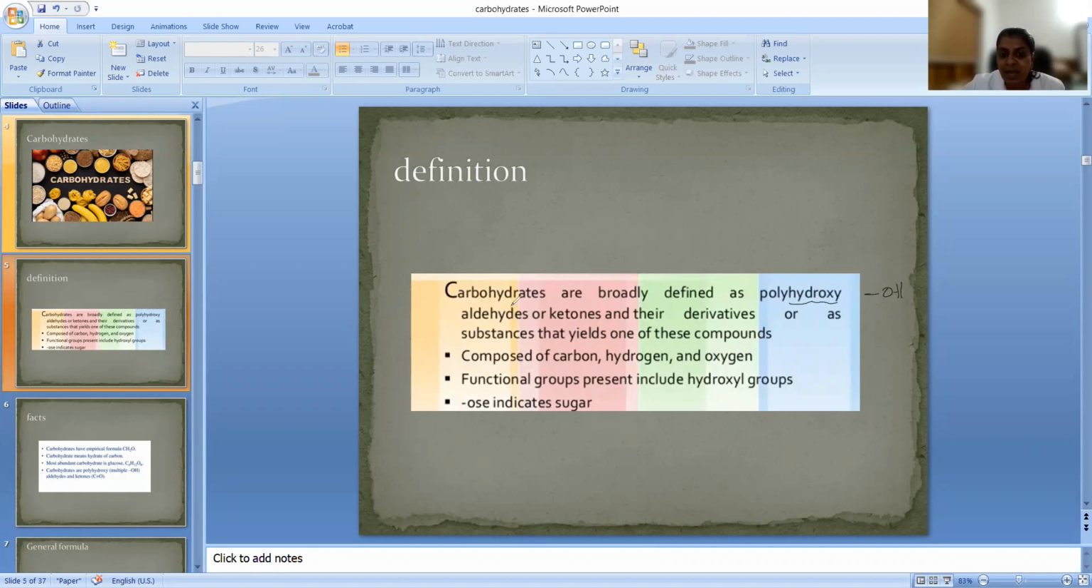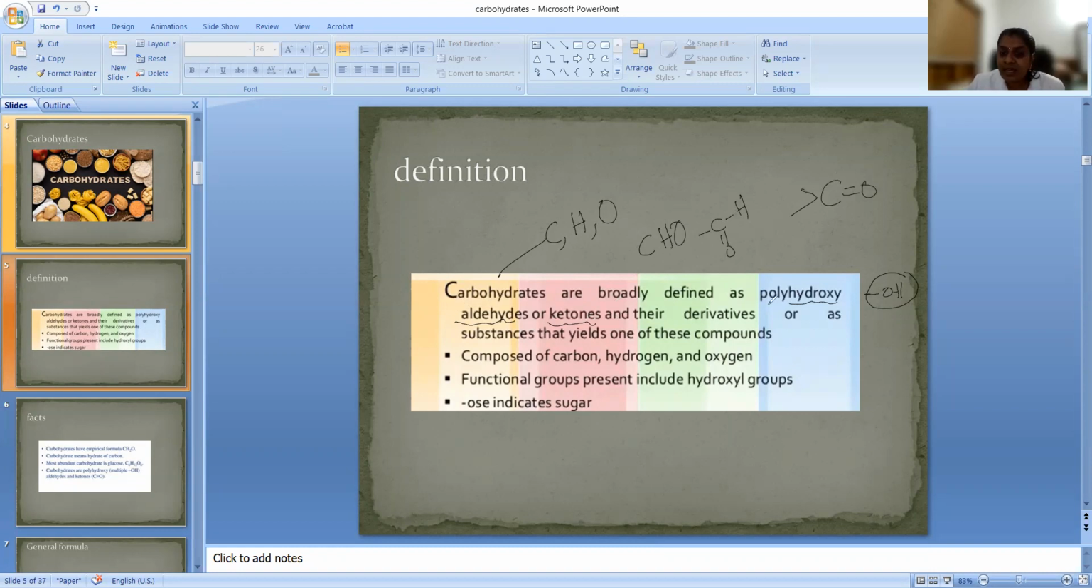So carbohydrate consists of carbon, hydrogen, and oxygen. The hydrogen and oxygen are present as the OH functional group, that is polyhydroxy. More than one OH group will be there, and an aldehyde group will also be present. CHO, or C double bond O, is also present. Either an aldehyde group or a ketone group must be present.